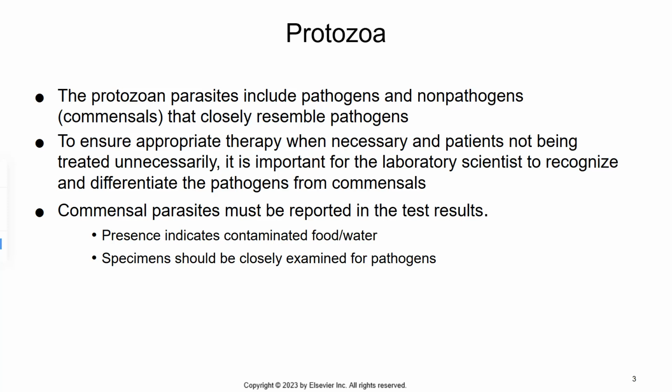To ensure appropriate therapy when necessary and patients not being treated unnecessarily, it's important for laboratory scientists to recognize and differentiate the pathogens from the commensals. Commensal parasites must be reported in the test results. Their presence indicates contaminated food or water, and specimens should be closely examined for pathogens.